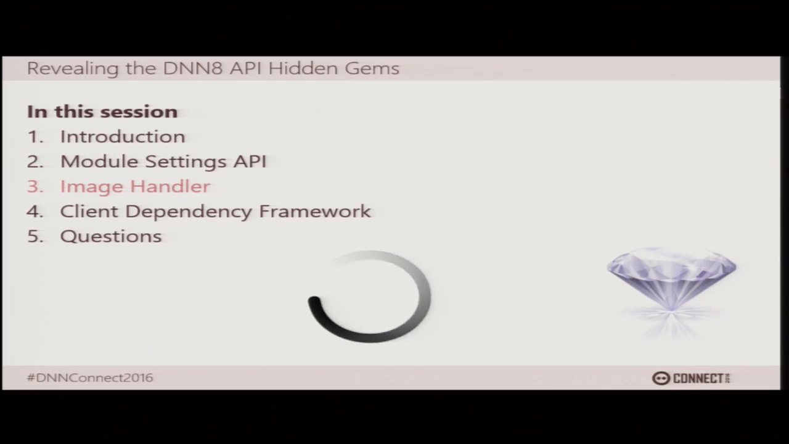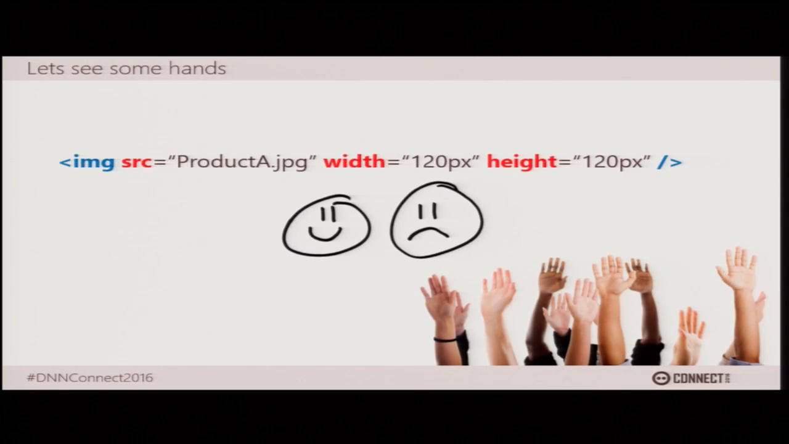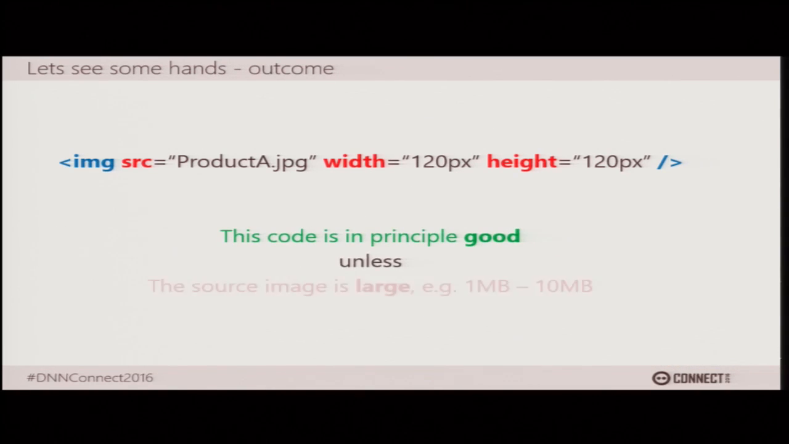Okay, the image handler. It's all about this. Who thinks this is good or bad? Would you say it's bad? Well, surely I have to give a little bit of context. Suppose this is a listing of product with thumbnails, then this probably is not such a good idea. However, as said, it's good unless the source image is pretty large or the image does not exist.